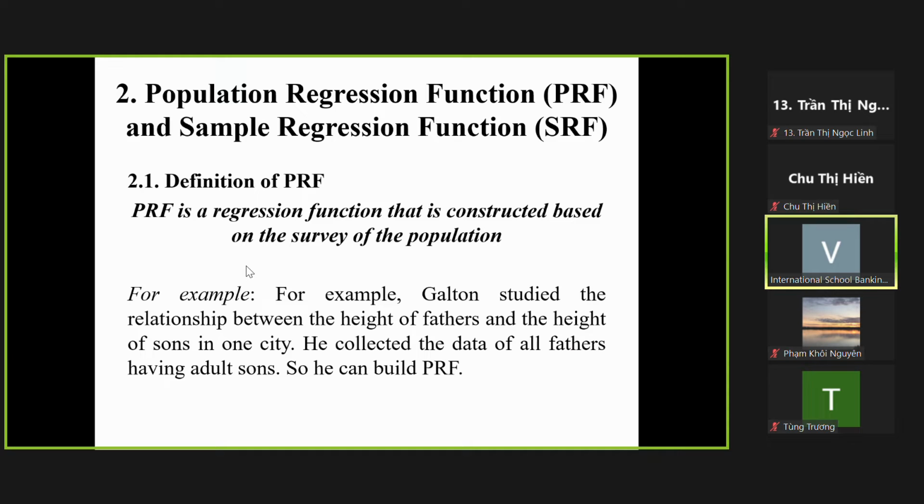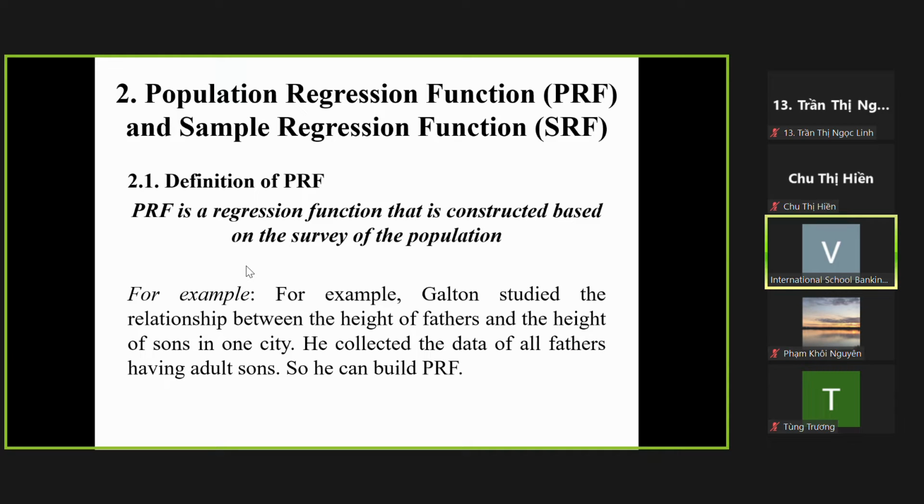For example, here Galton studies the relationship between the height of fathers and the height of sons in one city. So he has to collect the data of all fathers having adult sons. And we assume that he can observe, that we can collect, all the fathers having adult sons.